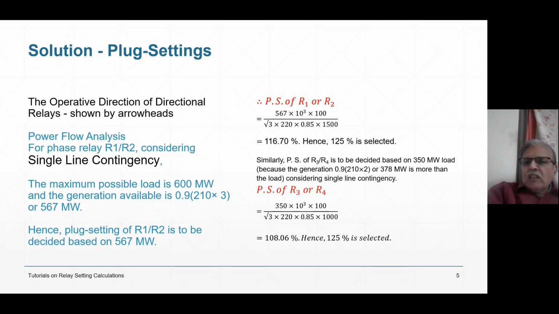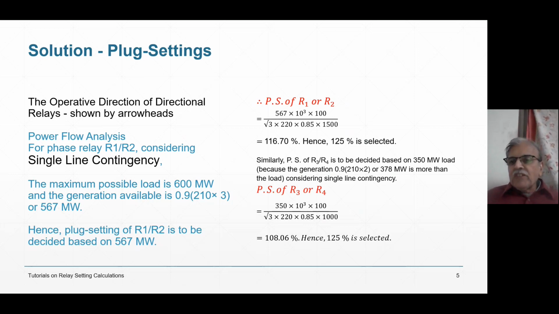So the current you can very obviously understand: 567 into 10 raised to 3 for amperes, 100 for percentage, root 3 into 220 voltage, 0.85 power factor, and 1500 by 1 is the CT ratio. So I am getting 116.70%. So for R1 or R2, because both are identical, 125% is selected.